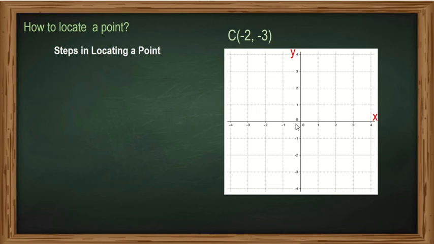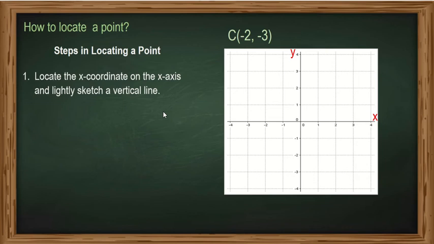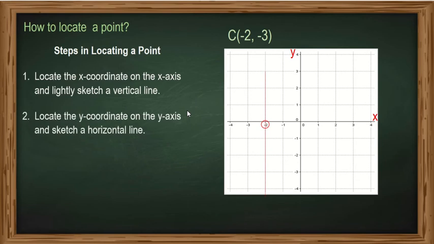Next, let's have point C with coordinates (-2, -3). Step 1, locate the x-coordinate. It's negative 2, found on the left side of the x-axis. Then we sketch a vertical line. Step 2, locate the y-coordinate. It's negative 3, found in the lower part of the y-axis. So, lightly sketch a horizontal line. Then step 3, find the point where the two lines meet, and we can locate point C here.